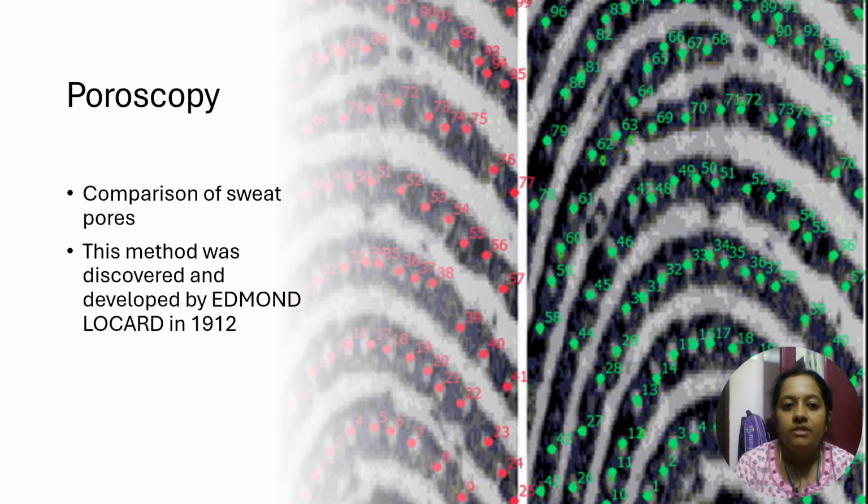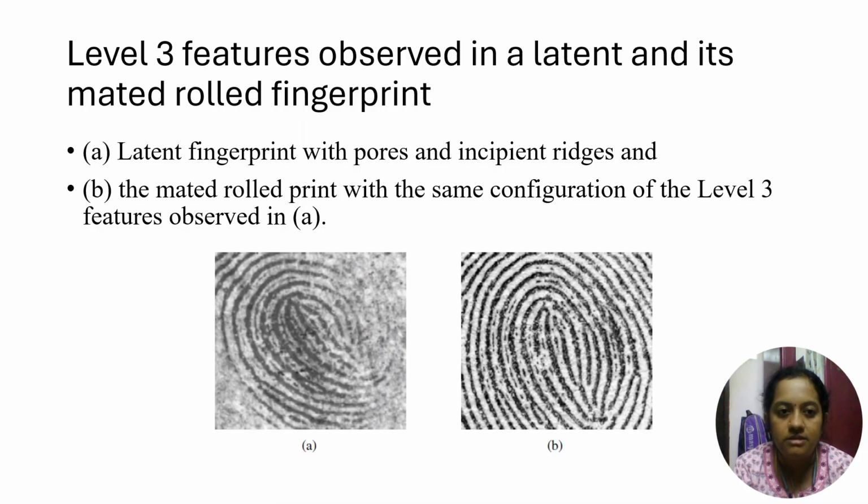There is a comparison of sweat pores which are identified and marked as numbers, which is very tiring when we do it manually, and I'm not sure it would be correct if we did it manually. So this method was discovered and developed in 1912 by Edmond Locard. Even now there are machine learning algorithms which can do it in a fraction of a second.